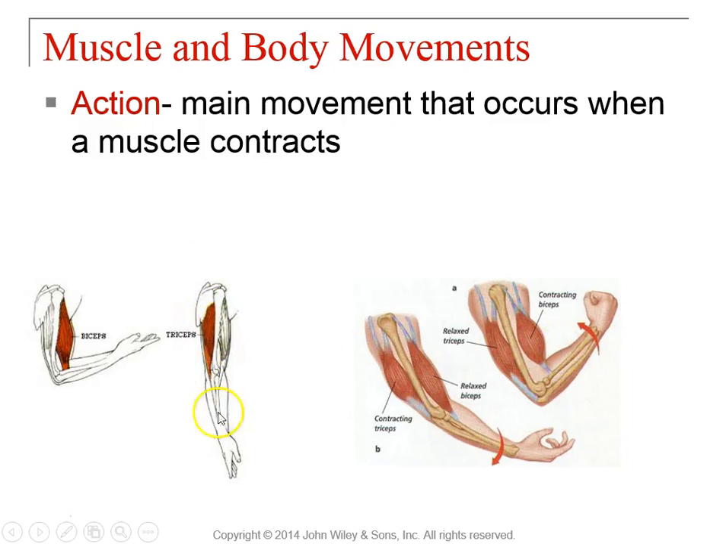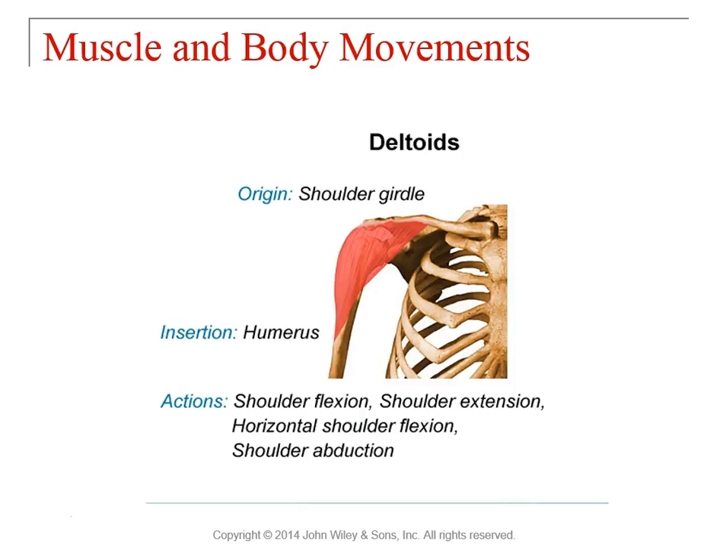The triceps do the opposite. They make the angle bigger, so they would be extensors. They extend. So here's an example for the deltoids. Its origin is on the shoulder. It inserts on the humerus. And when it contracts, it causes several different types of movement. It can cause extension, abduction, flexion, for example.